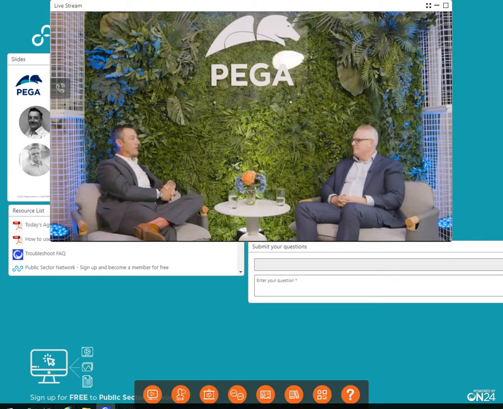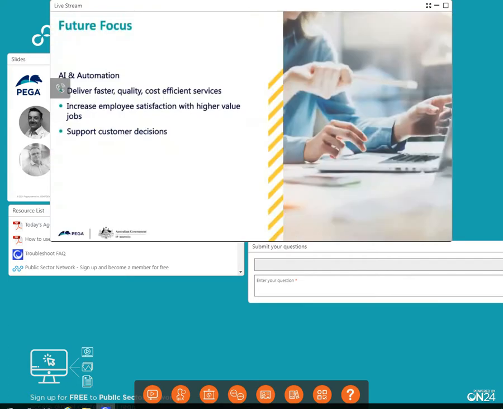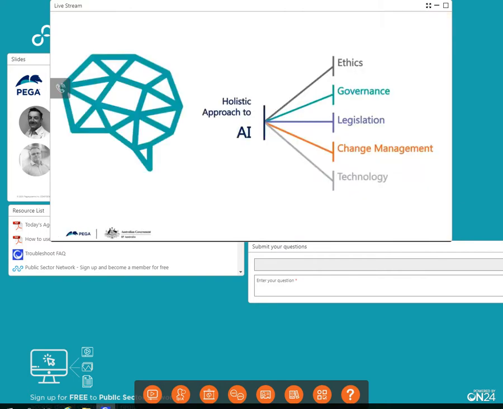It will be building our automation and AI capacity. We want to continue to automate our end-to-end processing to deliver faster, higher quality and more cost-efficient services for our customers and deliver high-value jobs for our staff. We also want to augment our decisioning with AI to improve quality of our services to help customers make better decisions. AI is much broader than just technology.